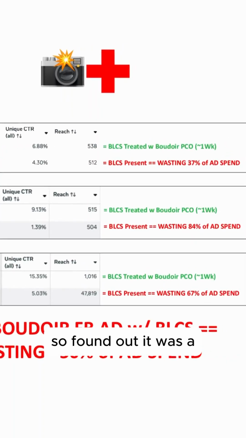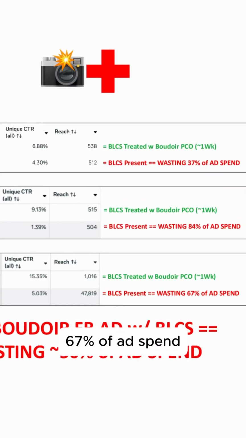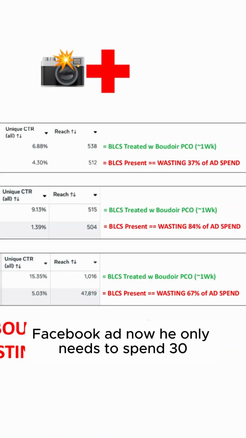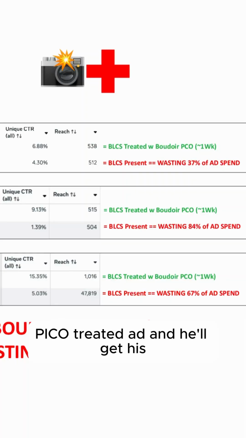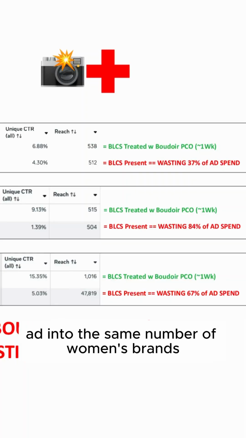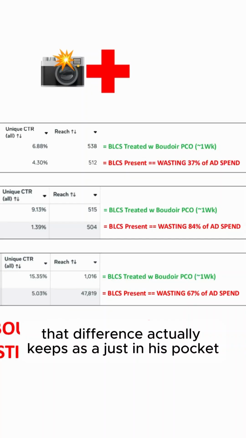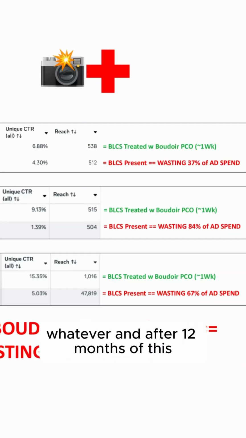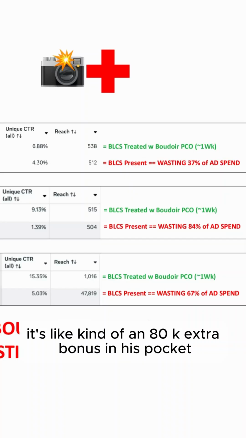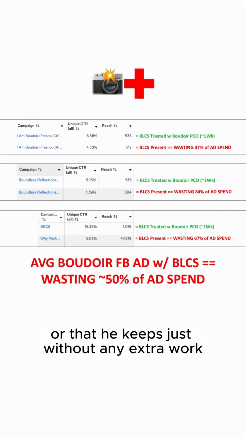So found out the original Boudoir Facebook ad was wasting 67% of ad spend. So if he was spending 10 grand a month on the original Boudoir Facebook ad, now he only needs to spend $3,300 a month on the new Boudoir Pico treated ad, and he'll get his ad into the same number of women's brains. And that $6,700 a month delta, that difference, he actually keeps in his pocket. Again, as another phantom profit, Boudoir Pico profit, whatever. And after 12 months of this, it's like kind of an 80K extra bonus in his pocket that he no longer has to pay for, or that he keeps without any extra work.